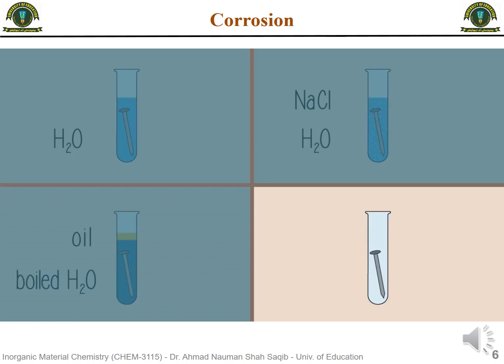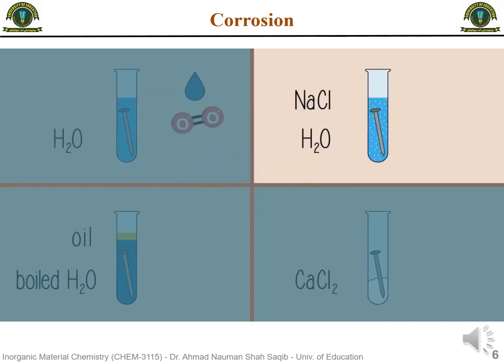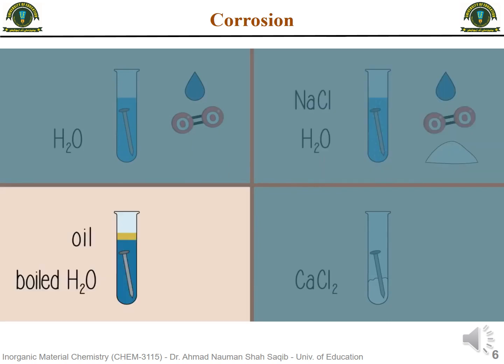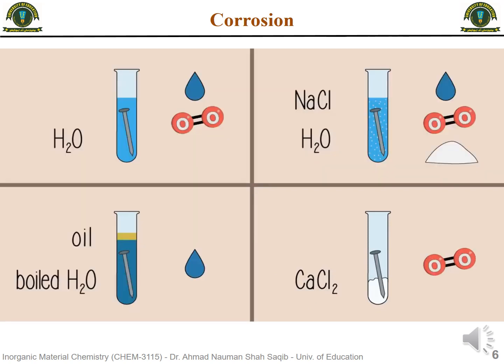In the last test tube, add a spoonful of calcium chloride. Calcium chloride removes moisture or water. So in the first test tube, the nail is exposed to oxygen and moisture. In the second test tube, the nail is exposed to oxygen, moisture, and salt. In the third test tube, the nail is only exposed to water. In the fourth test tube, the nail is exposed only to oxygen. Stopper all 4 test tubes with a rubber bung and let stand for a couple of days.